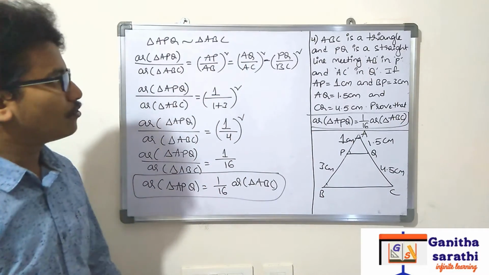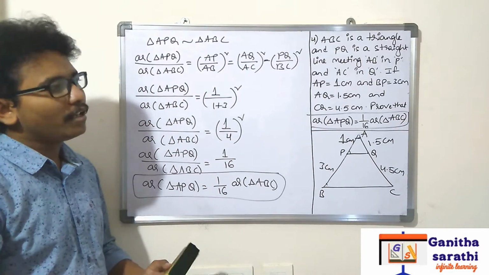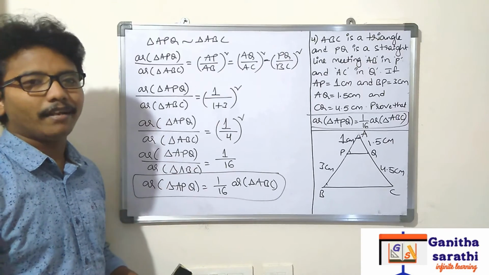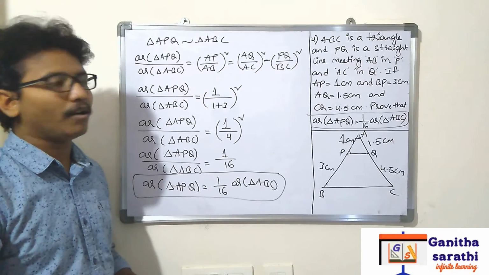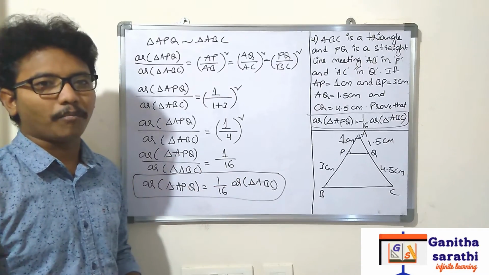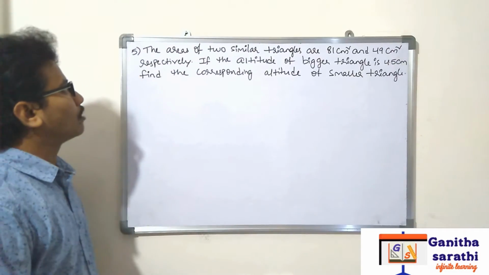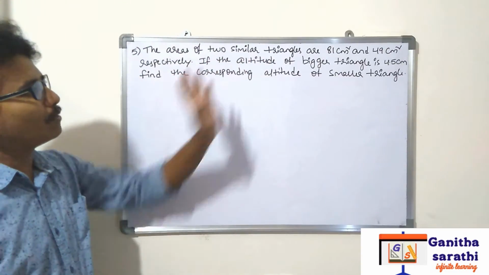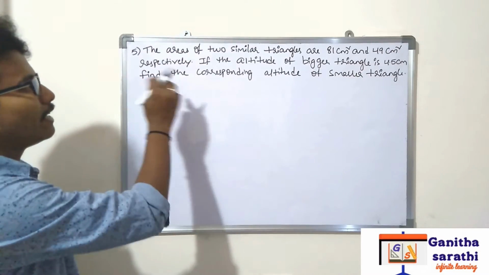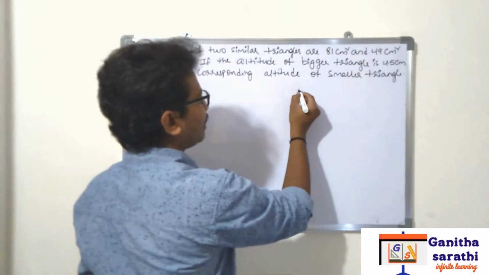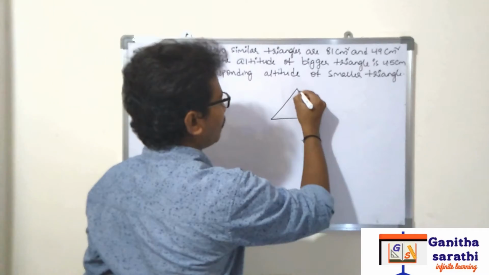Yeah. Understood all of you? Likewise, we should find the problems by using ratio of areas of two similar triangles. Now, let us move on to the next problem. See the problem which is on the board. The ratio of areas of two similar triangles. So, already he is giving areas of two similar triangles. Already they are similar. So, I am taking two triangles.